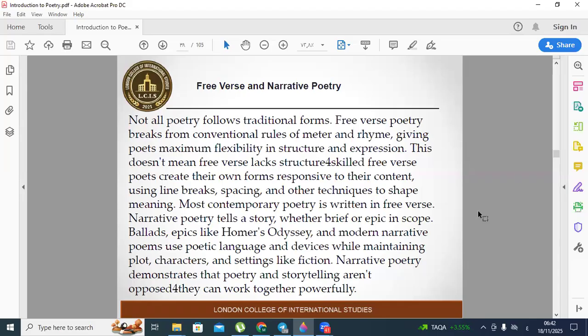Ballads, traditional narrative songs, tell stories of love, tragedy, or adventure. Epics like Homer's Odyssey or Virgil's Aeneid tell long, complex stories using poetic language and devices while maintaining plot, characters, and settings like fiction. Narrative poetry demonstrates that poetry and storytelling aren't opposed, they can work together powerfully.